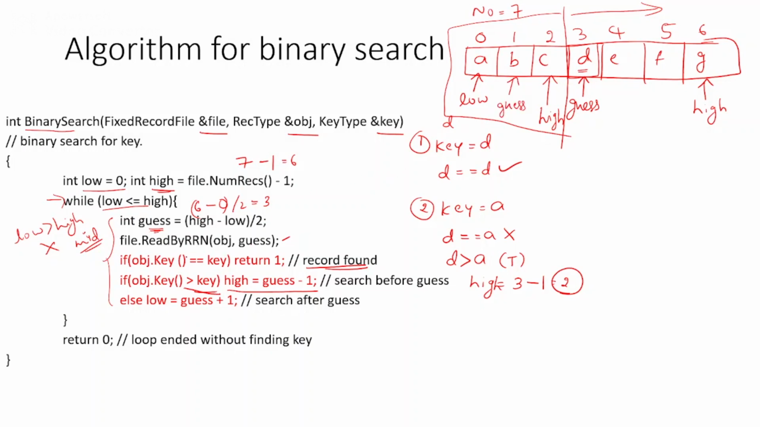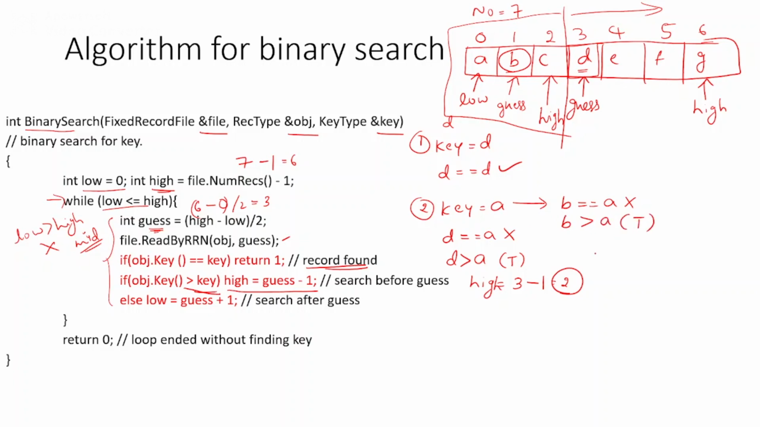Now what are you going to do? Again that value will be read. So B will be your object.key now. Object.key will be compared with the key. Now the key is A. The object.key is B. So is B equal to A? No. Then it will see whether B is greater than A.